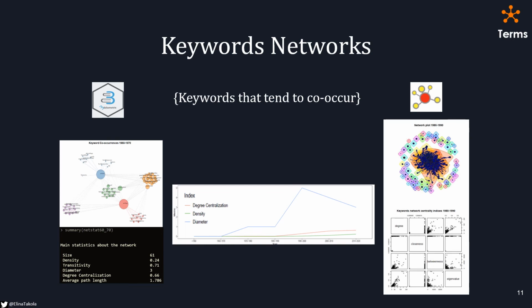In this slide, you can see such networks created with bibliometrix and igraph R packages. Furthermore, in order to quantify temporal trends, we calculated network indices for each 10-year subset, which I won't explain in detail today due to limited time. We created similar networks and calculated their indices for the next two components as well.